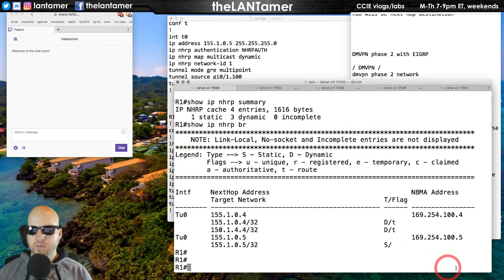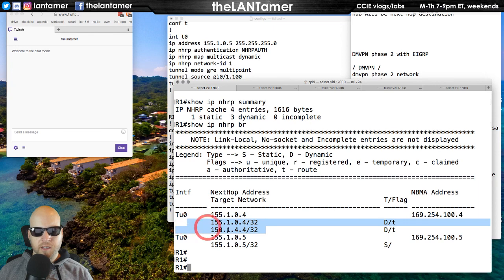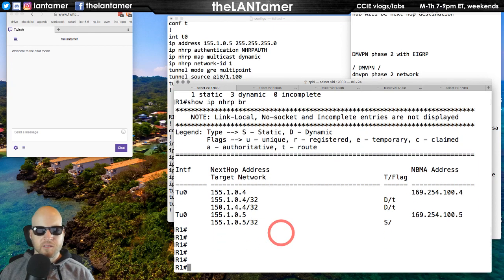Okay, this is cool. It almost looks like, okay, this is one tunnel. Target network. Okay, interface, next hop address, tunnel flag, NBMA address. So this is the tunnel, and these are the target networks on that tunnel. Okay, that makes sense. That's cool.